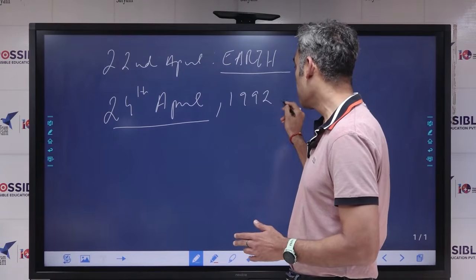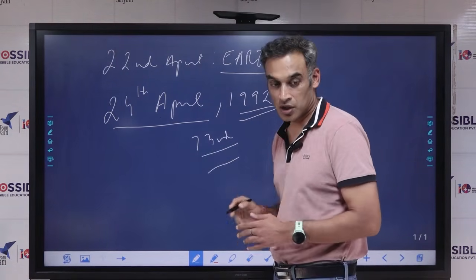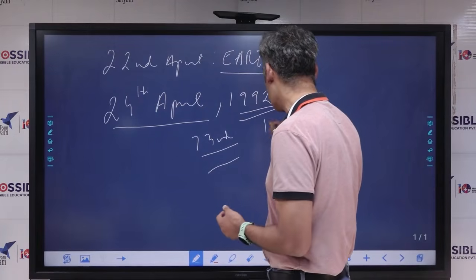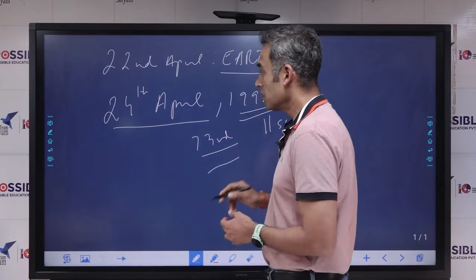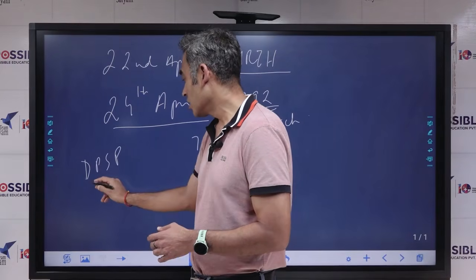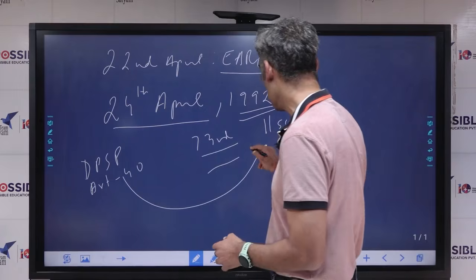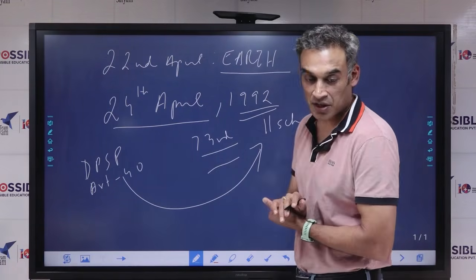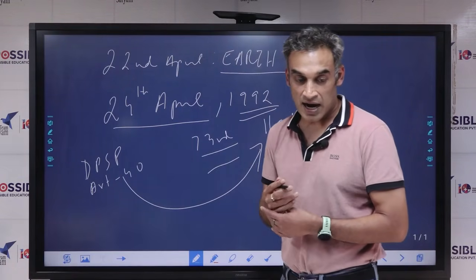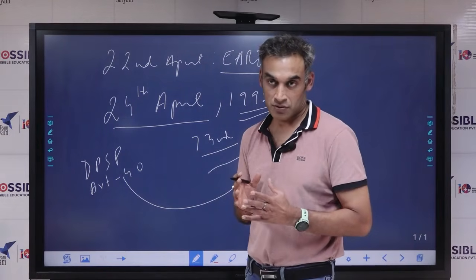1992, right? This was the 73rd amendment of the Indian Constitution, and 11th schedule was added. And earlier it was part of DPSP, Article 40, and then it became a constitutional amendment, the 73rd constitutional amendment, and Panchayati Raj was added to our constitution, right?